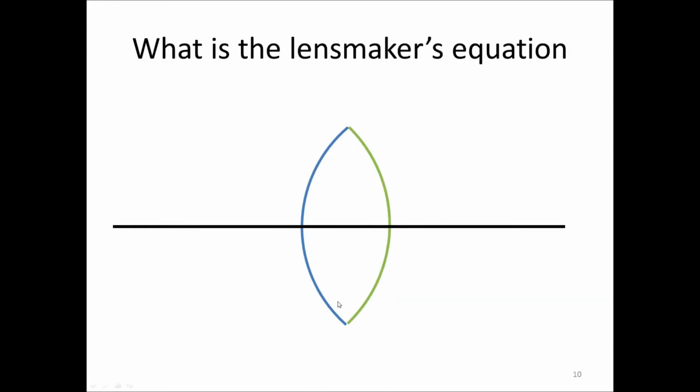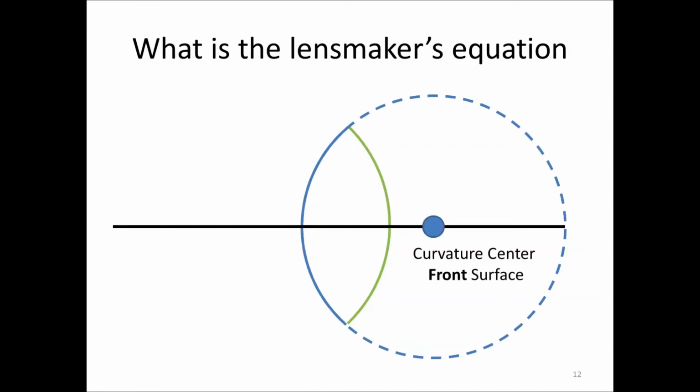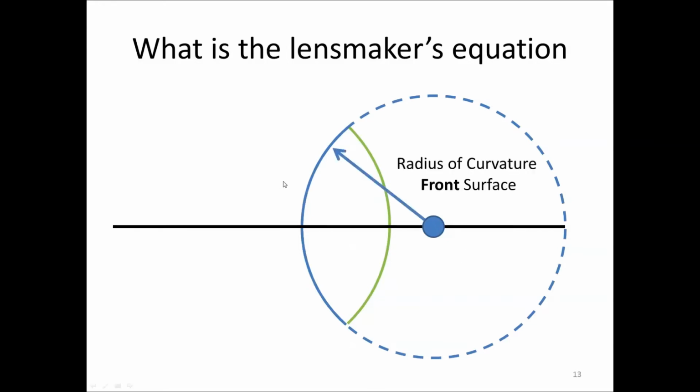Now, we can do the exact same thing for the front surface, which we're defining as this blue surface. We can draw out a circle. The circle will have a curvature center corresponding to this front surface. This will also have a radius of curvature associated with the front surface. And we'll call this radius R1.